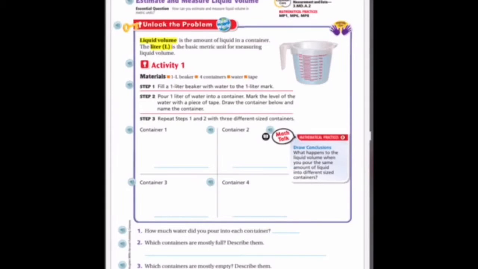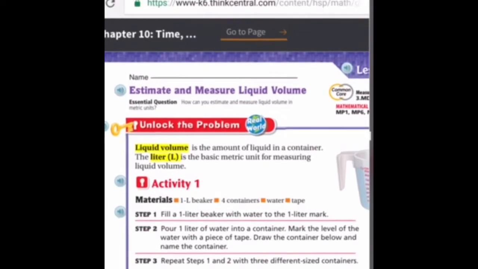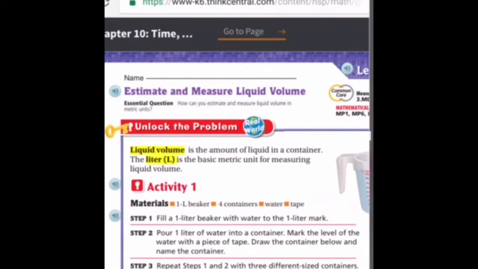On page 599, lesson 10.7, we are looking to estimate and measure liquid volume. Our essential question: how can you estimate and measure liquid volume in metric units? Metric units are like liters and milliliters. We're typically used to things such as gallons and ounces, but we're going to look at liters and milliliters today.